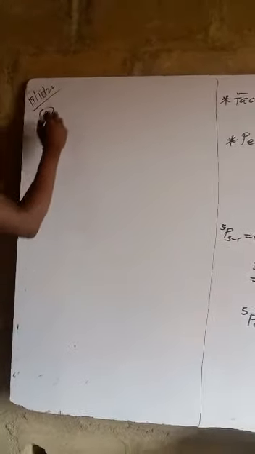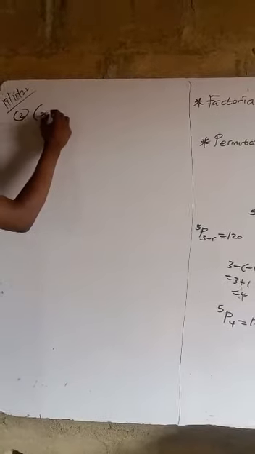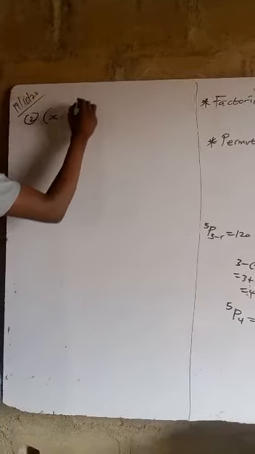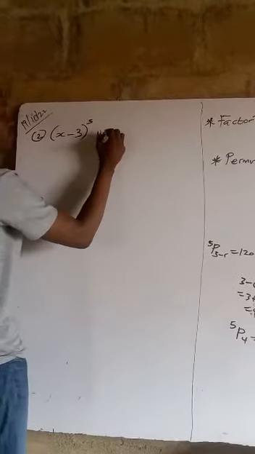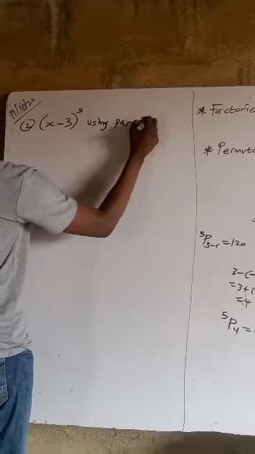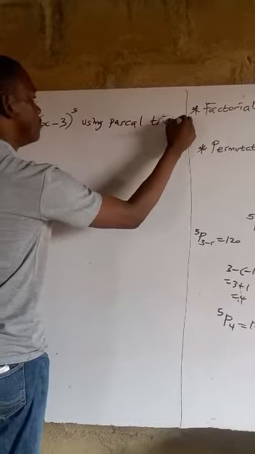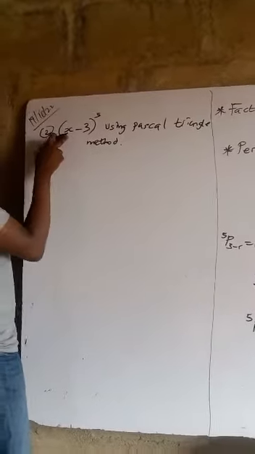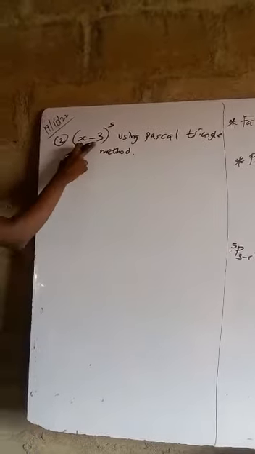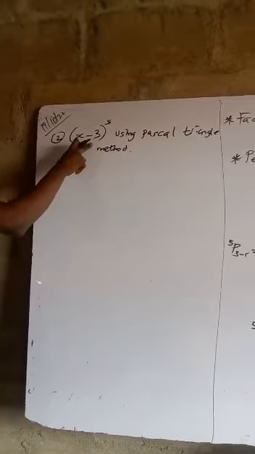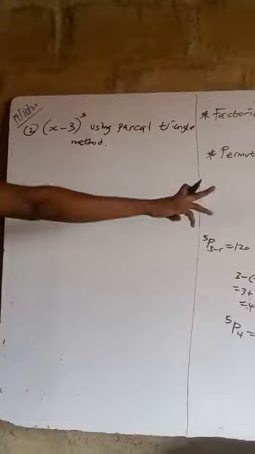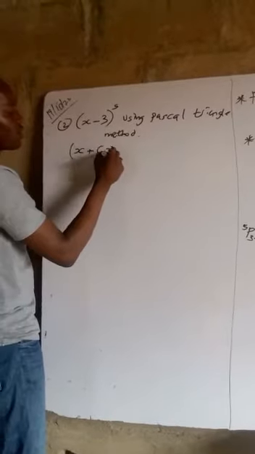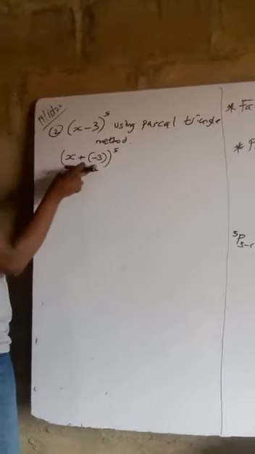Let's take another example. Let's assume they say expand x minus 3 all raised to power 5 using Pascal triangle method. Using Pascal triangle method, that will be as x is reducing, minus 3 will be increasing. So now this is what you will do. You can write it in this format, which means the other one is minus 3, not 3.